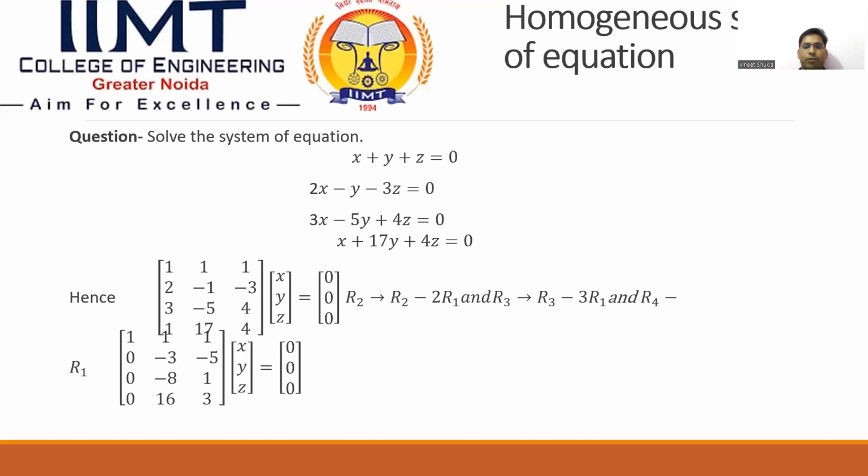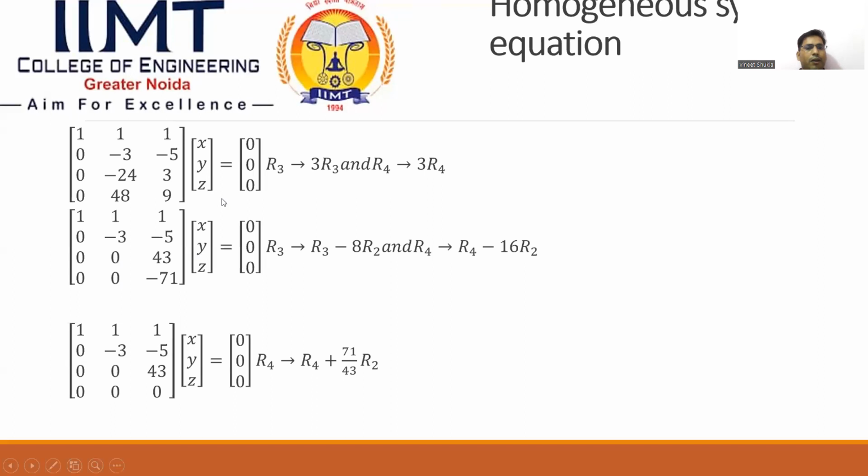So we apply row 2 minus 2 times row 1, row 3 minus 3 times row 1, and row 4 minus row 1. And we get the matrix [1, 1, 1; 0, -3, -5; 0, -8, 1; 0, 16, 3] times [x, y, z] equals 0. Now, we multiply row 3 by 3 and row 4 by 3. Then we get the matrix [1, 1, 1; 0, -3, -5; 0, -24, 3; 0, 48, 9] times [x, y, z] equals 0.